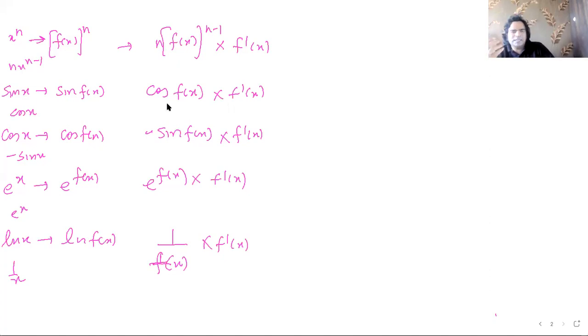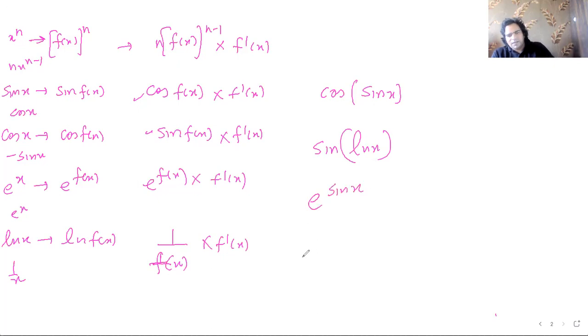Next up, let's take the chain rule of a trig function. For example, if I have to differentiate cos of sine x, or sine of some other function, sine of ln x or something. Now let's take one more example on an exponential function, e to the power sine x. And another function is the ln function, ln of x squared plus 4x plus 3.